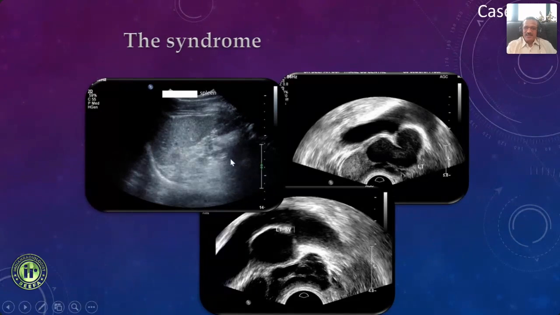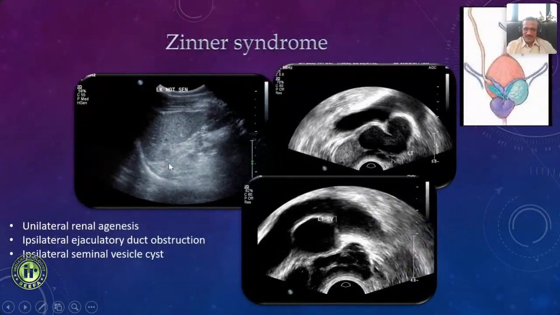Yeah. Okay. So that's a left renal fossa. You don't see the kidney at all, and that's a transrectal ultrasound with a dilated seminal vesicle, and of course the underlying cause is always an ejaculatory duct obstruction also. So this is Zinner syndrome. That's a diagrammatic representation. So we have ipsilateral renal agenesis with ipsilateral ejaculatory duct obstruction and large seminal vesicle.